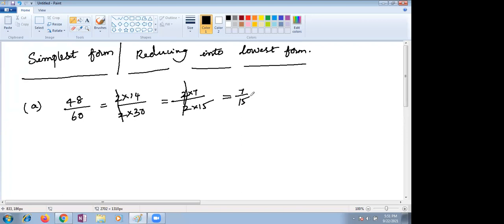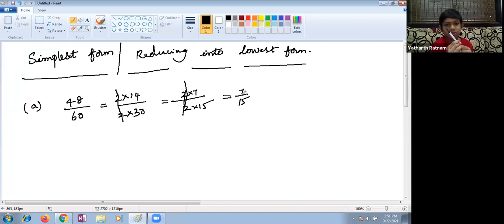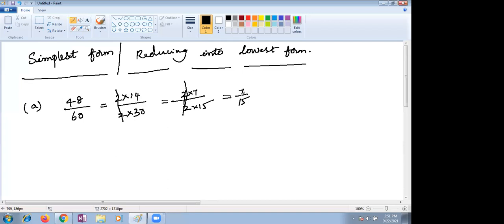Ma'am, 7 by 15, ma'am. 7 and 15. Do you see 7 and 15 going in any common table? Ma'am, no, ma'am. Except the 1 table, no other table. Yes, ma'am. So we know that 7 is a prime number. The factors of 7 are 1 and 7. That's all. Only 2 factors.